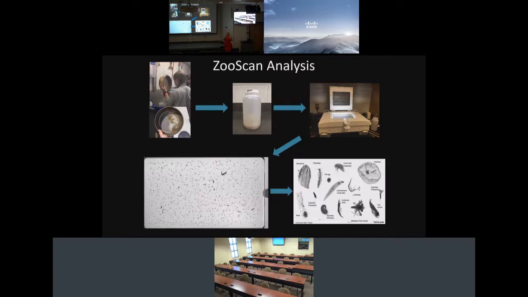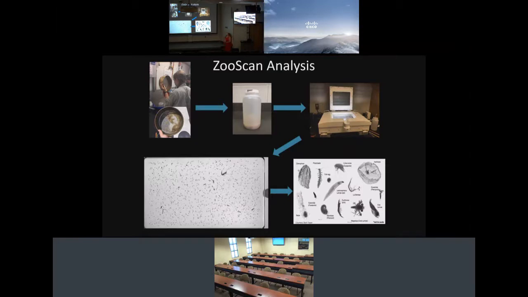Now I have to say about 75% of the samples that we're using in this project were already analyzed using zooscan by Melinda Suter at LSU. We recently just finished up the cruises using a zooscan in our lab.